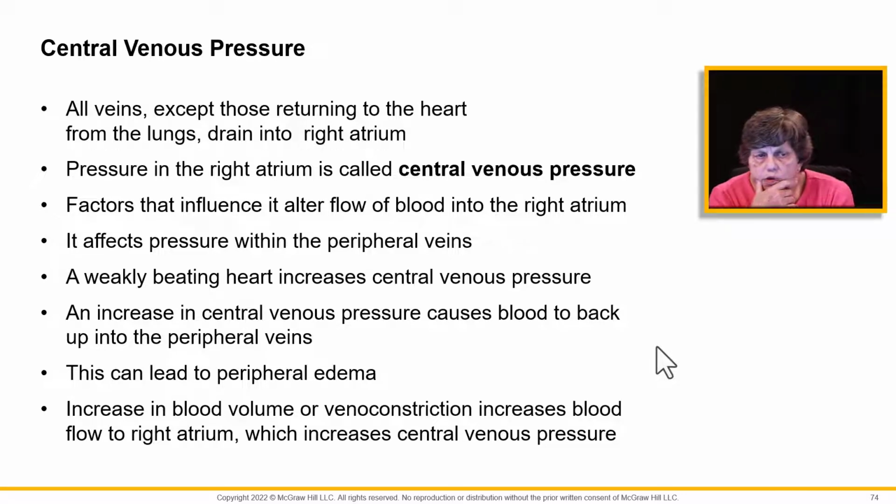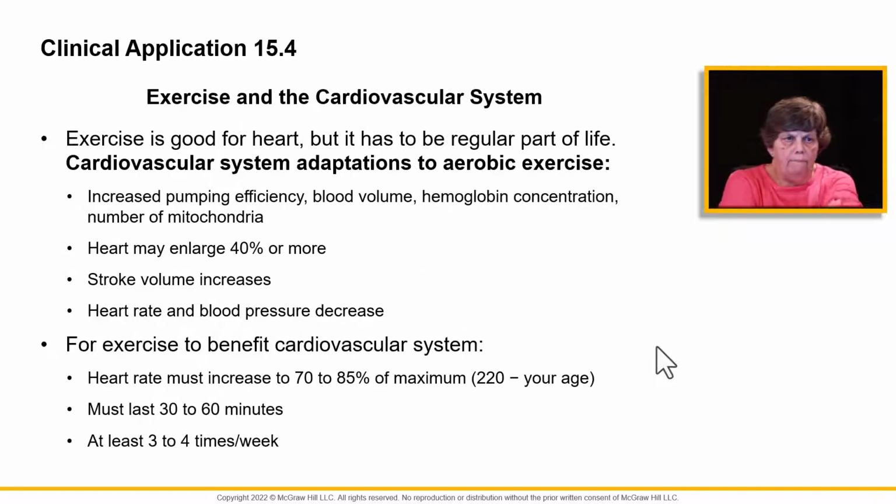All veins, except those returning to the heart from the lungs, drain into the right atrium. The pressure in the right atrium is called the central venous pressure. And there are factors that influence it and alter the flow of blood into that right atrium. A weakly beating heart increases the central venous pressure. Any increase in the central venous pressure causes blood to back up in the peripheral veins, which can lead to edema. All right? Just understand that.